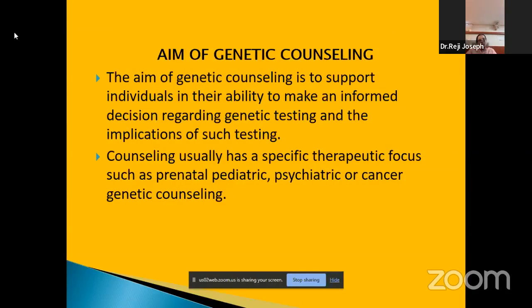Aim of genetic counseling. Coming to why do we need genetic counseling and what helps out of it? How does genetic counseling help a person? The aim of genetic counseling is to support individuals in their ability to make an informed decision regarding genetic testing and the implications of such testing. Counseling usually has a specific therapeutic focus, such as prenatal, pediatric, psychiatric, or cancer genetic counseling.